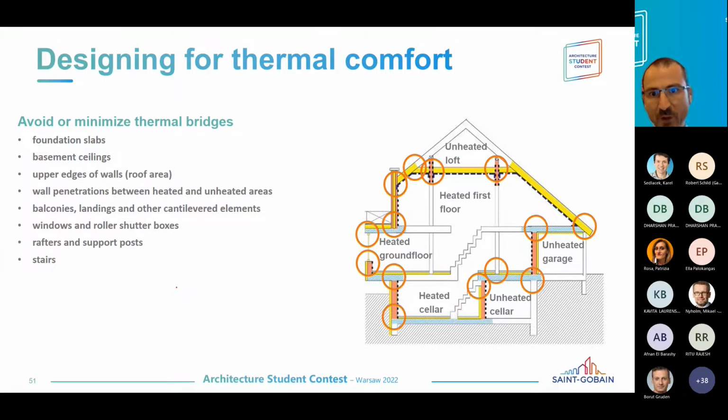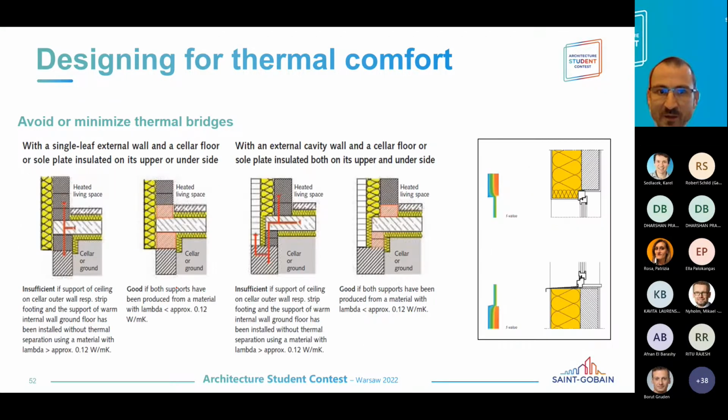It's a question of doing some correct details, and you have here some examples. For example, this here you have an external wall connection, and here you have a little bit of a thermal bridge, yeah? Because both this part and this part here are not very good in terms of thermal insulation.